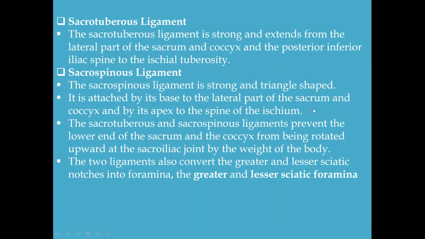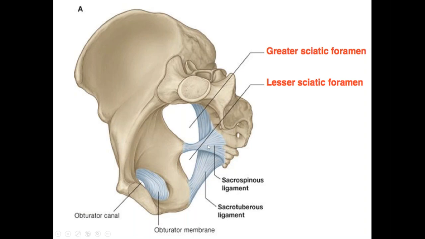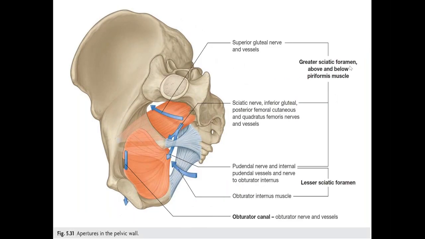So look at this picture here. This is the sacrospinous ligament, and this is the sacrotuberous ligament. What is the importance of these ligaments? They are very important because the sacrospinous ligament divides this region into the greater sciatic foramen and the lesser sciatic foramen. Here is the greater sciatic foramen, and this is the lesser sciatic foramen. So they are separated by the sacrospinous ligament.